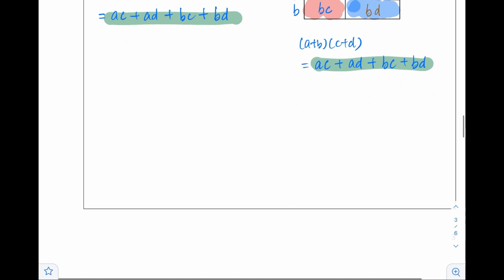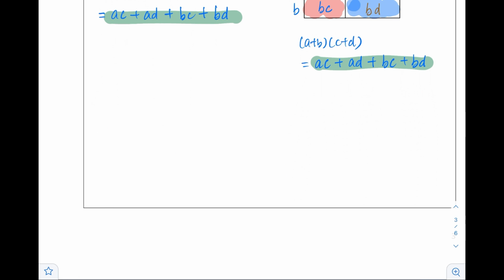Okay, so let's look at some examples of how we can apply the distributive law. Alright, so let's look at the first example. Supposing I have 3x plus 2 multiplied by x minus 5. Okay, so in order to use the distributive law, I need to distribute 3x to x and 3x to negative 5. And similarly, I need to distribute 2 to x and 2 to negative 5. So what would my answer be?